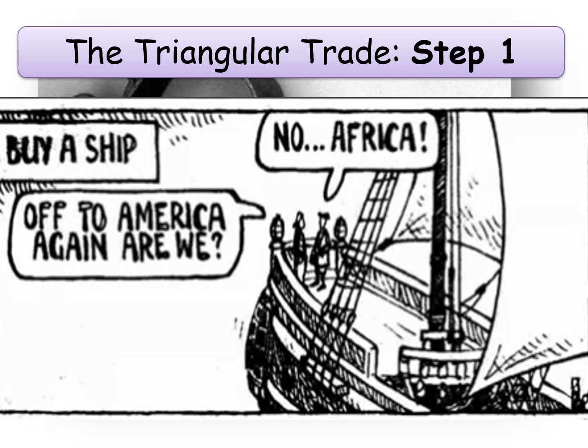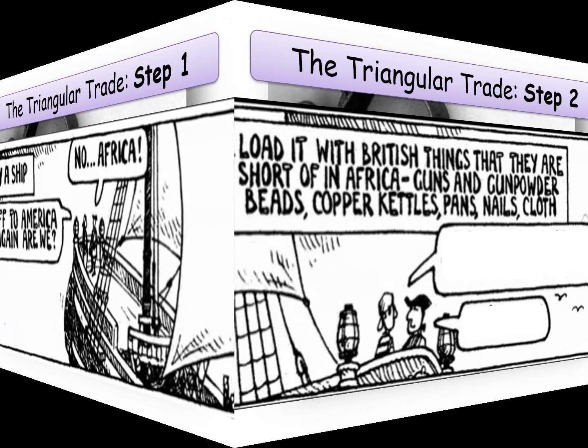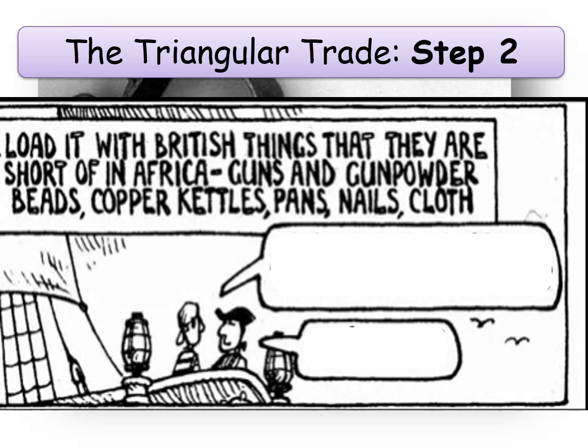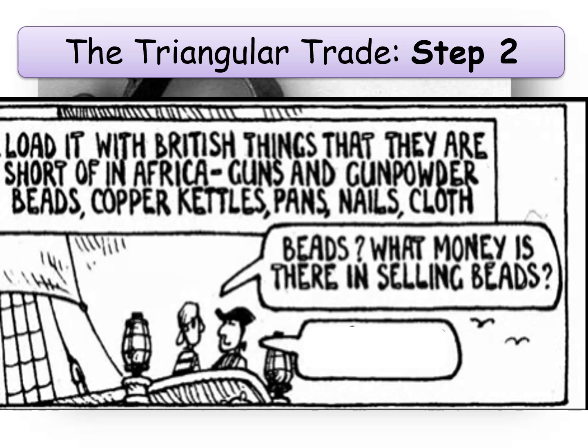Okay, but we're not going to start in America. We're going to go to Africa first. Okay, so what do we do? We load it with British things that are short in Africa, like guns, gunpowder, beads, copper kettles, pans, nails, cloth, all the things that the Africans need, because we're going to trade with them to get things that we need. Now, you might wonder, beads? What money is there in selling beads? Well, you'll see.